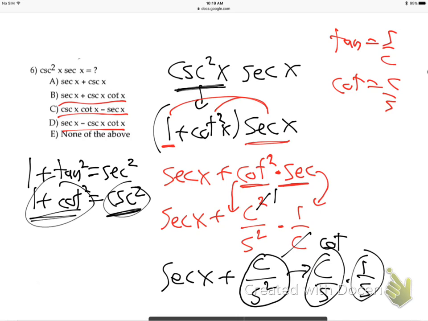Cotan and 1 over sine, cosecant. It's cotan, cosecant, with a secant in the front. Yeah, it is B. See how it's the same as B?